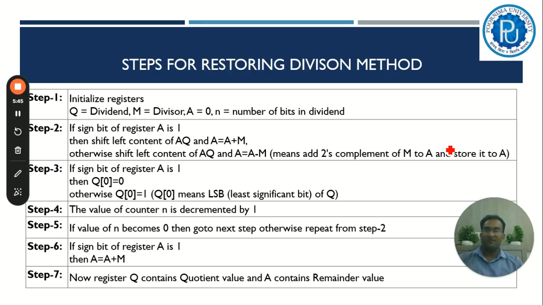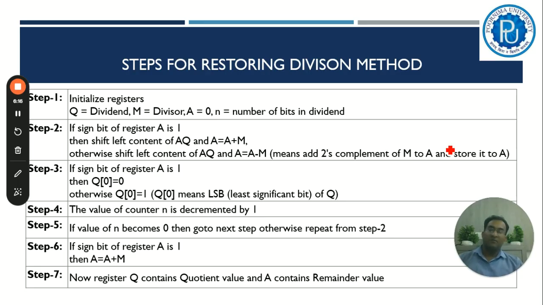Whenever we are shifting left the A and Q, then the Q0 index, that is the 0th index of the Q register, will be set to 0 if the sign bit of A is 1. If the sign bit of A is 0, then the 0th index of Q will be set to 1. So as I told you, what does Q with index 0 mean? This is the least significant bit of the Q there, which we have to set.